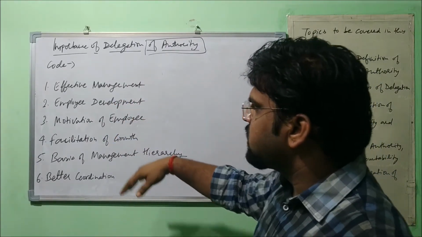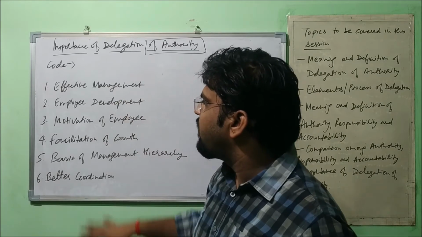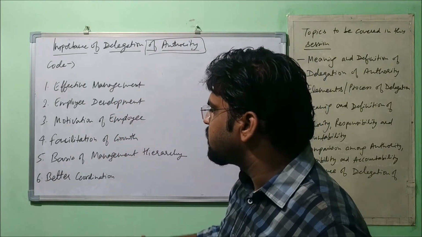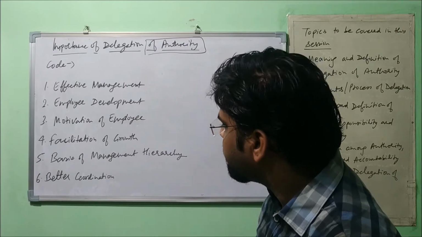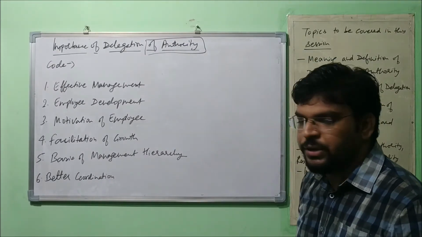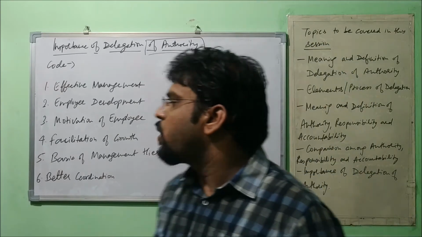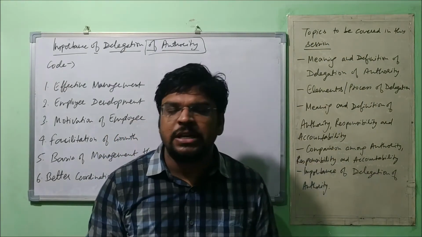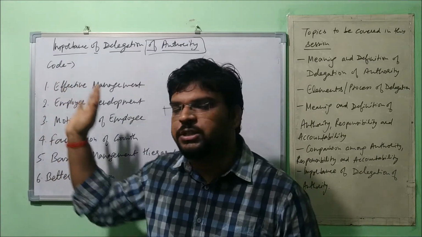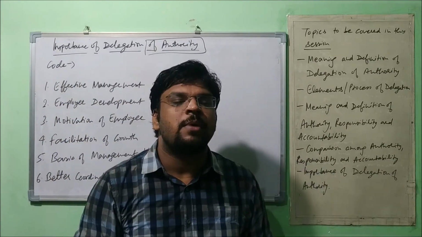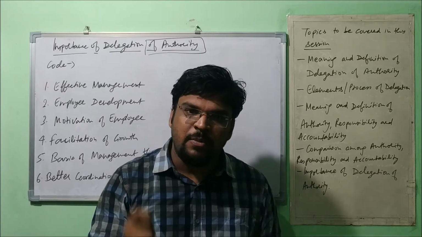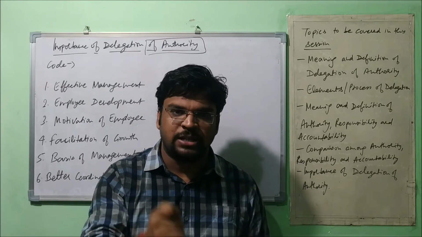There are 6 points, all written here: effective management, employee development, motivation of employee, facilitation of growth, basis of management hierarchy, and last, better coordination. To remember all these points together, I have prepared a code, and this time a very easy code, so that with one keyword you can remember the entire term. So I just write down here.